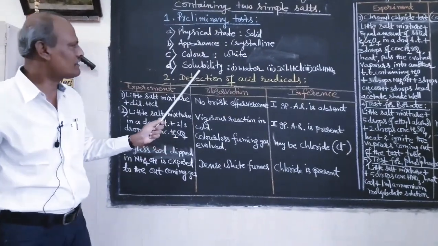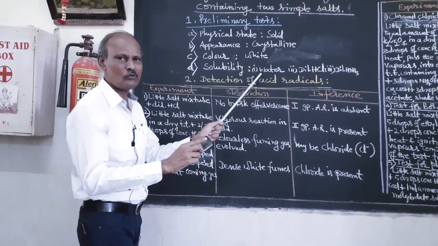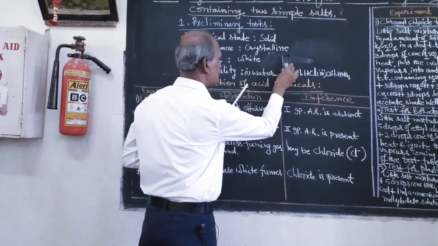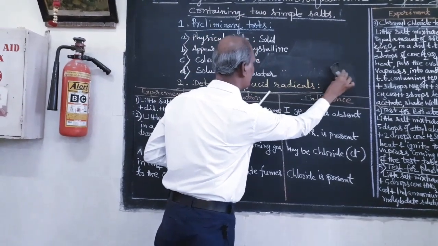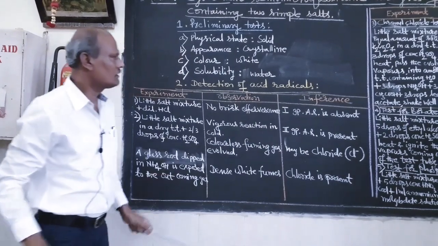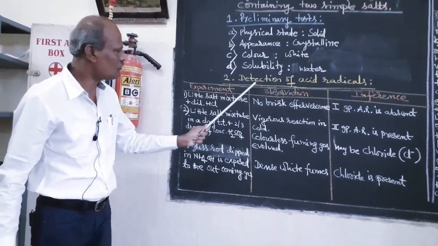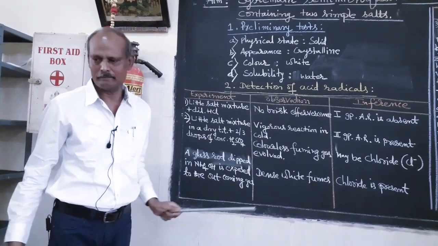Okay, we have determined the solubility. The given salt is soluble in water, so we have to write only water. Now I am removing dilute hydrochloric acid and dilute nitric acid. Okay, the second part of the analysis is the detection of acid radical.